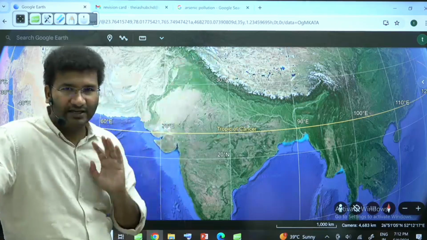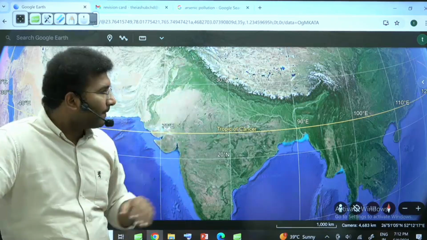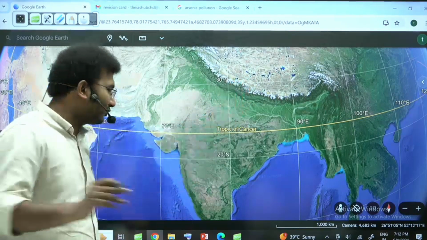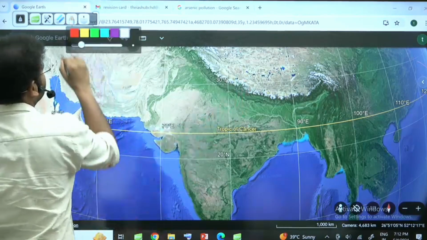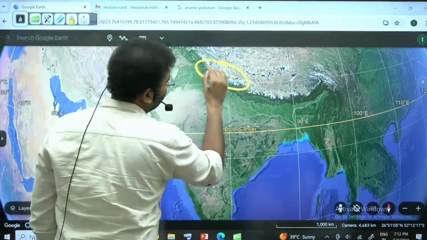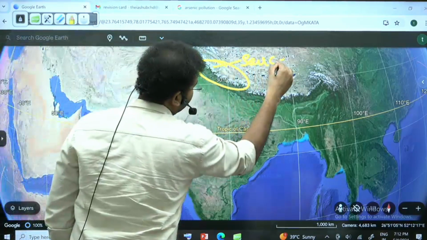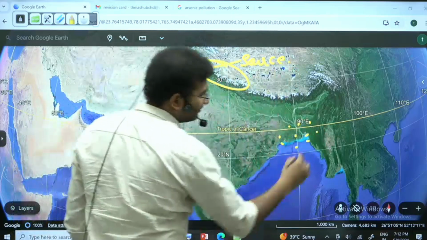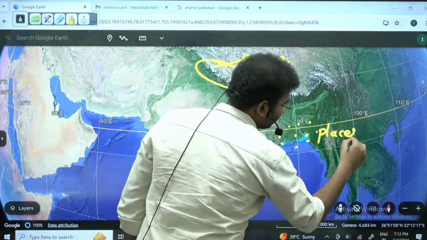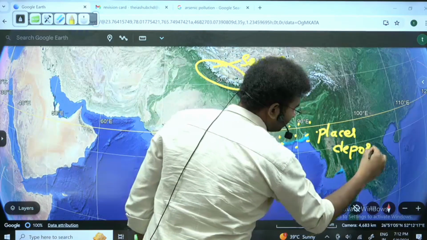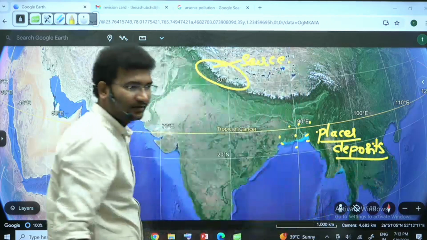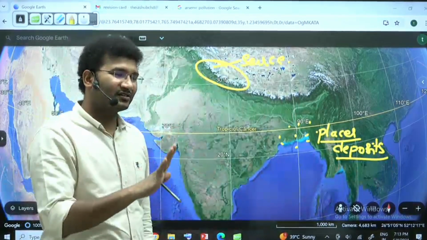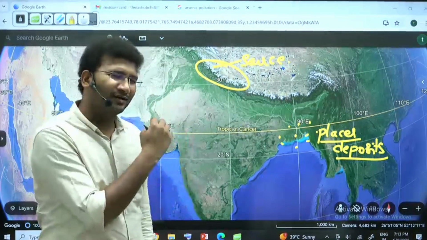Now this is a hypothetical example I am giving to make you understand. The source of this arsenic is in the Himalayas, higher concentration mein hai. So you call this the source. This is the area of source. And its deposits are seen here, in, we call this placer deposits. Right?